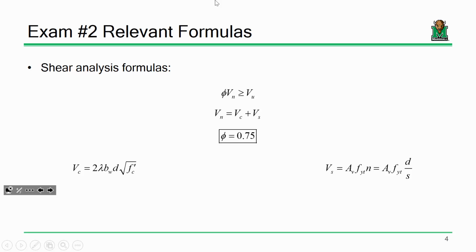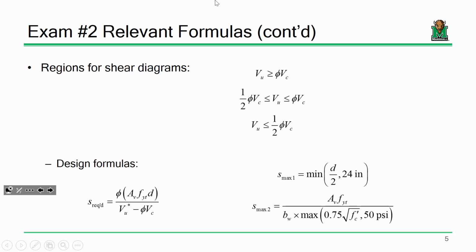As for formulas, for shear, I'll be honest, there's really not a whole lot of relevant formulas. You've got phi Vn is phi Vc plus phi Vs. Phi is 0.75. There's your concrete capacity in shear. There's your steel capacity in shear, and that's about it. For the design, however, you've got your maximum stirrup spacing increments, and required stirrup spacing based on a given shear value. Remember, the Vu star is the shear at x equals d. You've got your 3 regions: anywhere where it's greater than phi Vc, between phi Vc and half of phi Vc, and anything less than half of phi Vc.